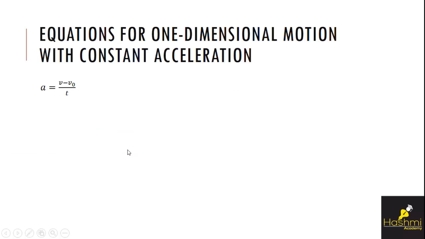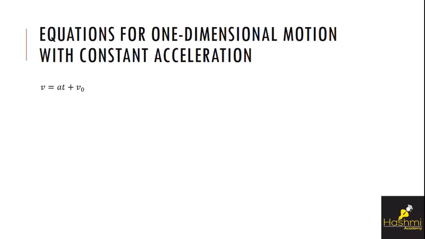Acceleration is the rate of change of velocity. The final velocity is v and the initial velocity is v naught, so v minus v naught divided by t is the acceleration. So v minus v naught is equal to at, and the final velocity can be written as v naught plus at. This is your first equation of motion.